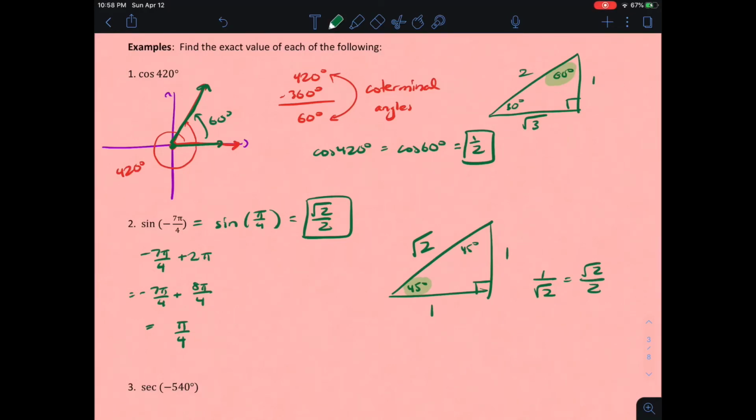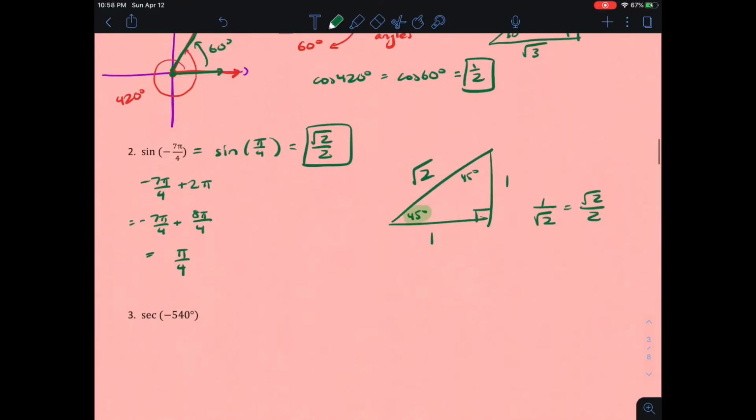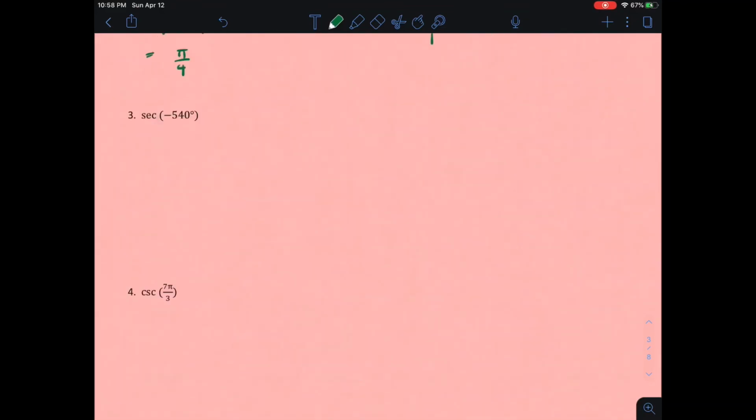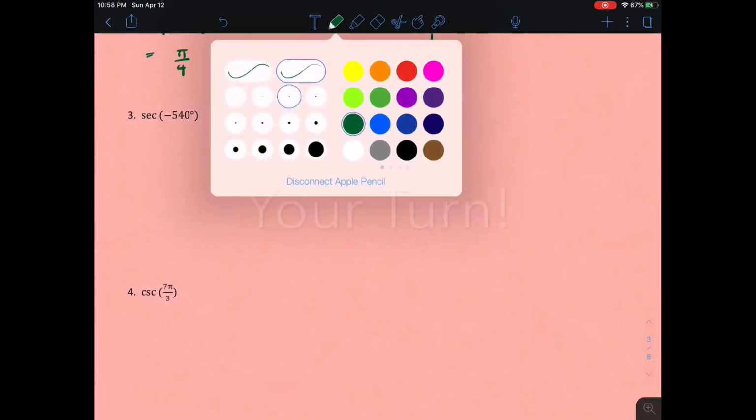So hopefully you can see how these coterminal angles can be used to evaluate trig functions of angles that are really big or really small. By simply adding or subtracting as many 360s or 2 pi's as you like, you make the angle a little bit more manageable. So at this time, I want you to try number 3 on your own. Pause the video, and when you're ready, press play.